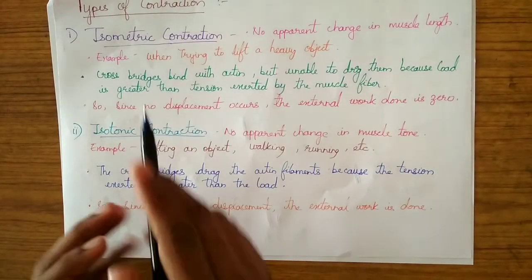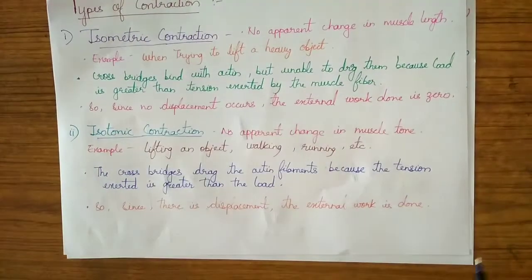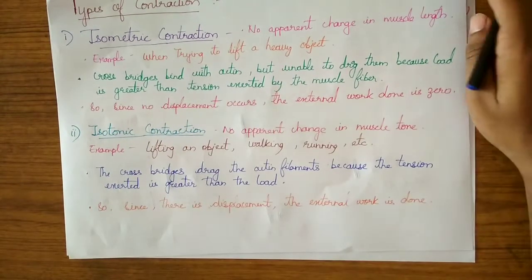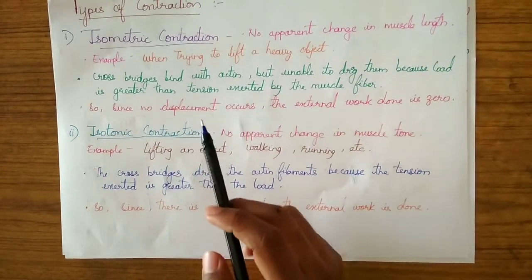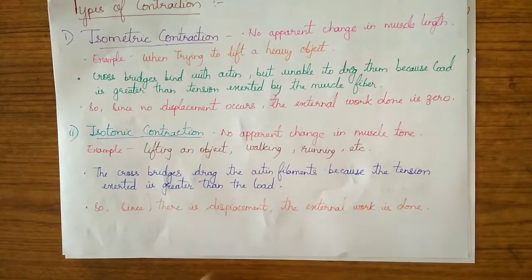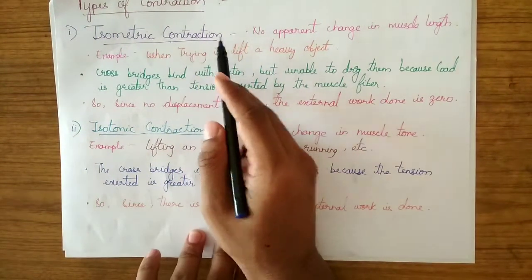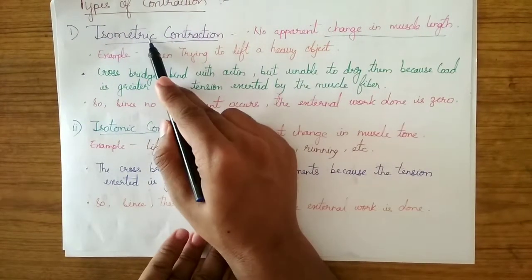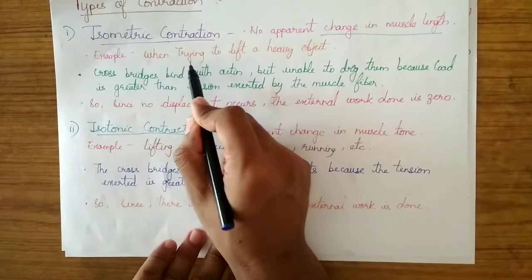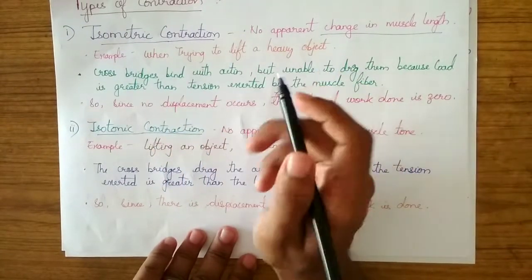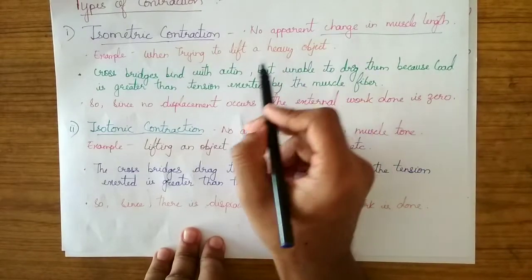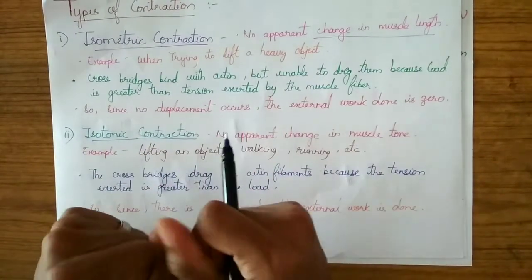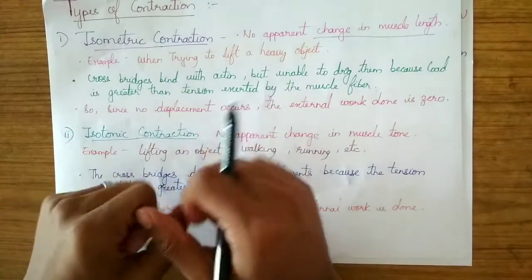So now let's talk about the types of contraction which take place in the muscle. There are mainly two types of contraction, isometric contraction and isotonic contraction. This also may be asked in the board examination for 3 marks. In the isometric contraction, there is no apparent change in the muscle length. So therefore it's isometric. Metric means length. So what is the example? When you try to lift a heavy object or push a wall. When you are trying to lift a heavy object, there will be no muscle length change, but you will still be exerting the tension.